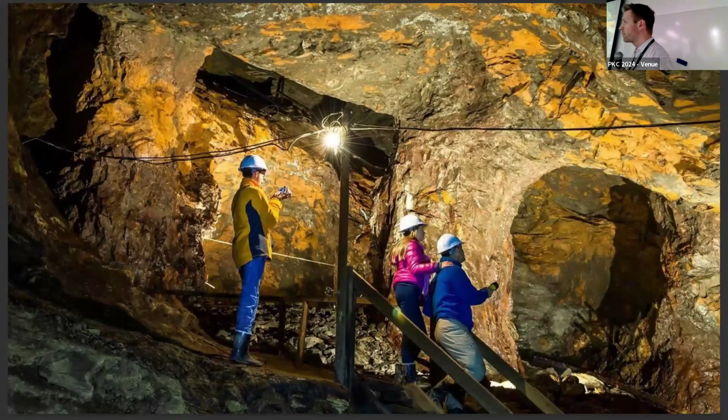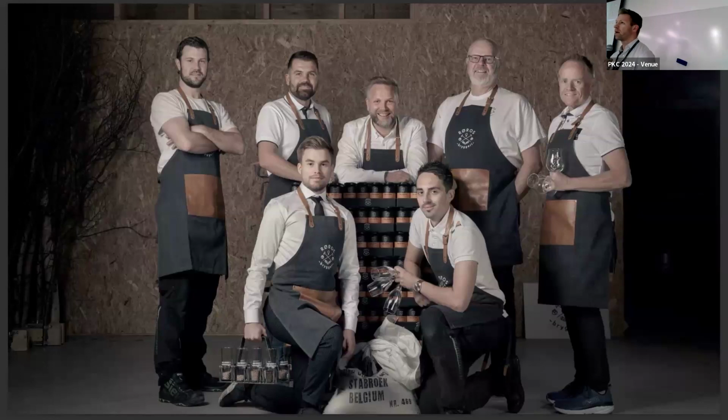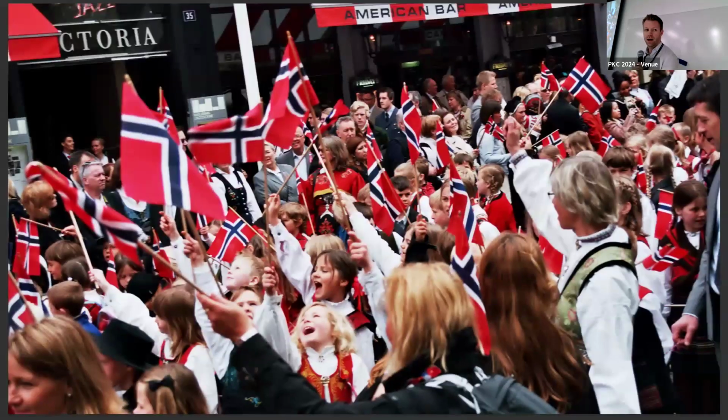There are some old mines, and we're planning a guided tour for those who are interested. For those of you interested in animals, there are a lot of reindeer in the area, and we might even organize some trips with reindeer. Also, there's a local brewery, so for those of you who want to spend an evening off tasting beer, this is also a good option for the conference. That was me.